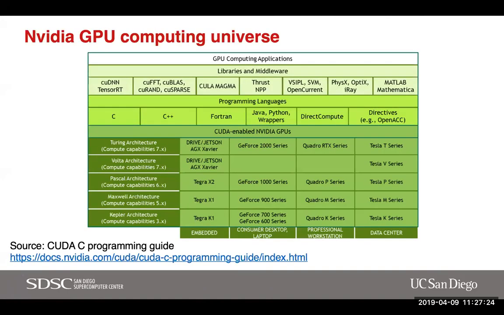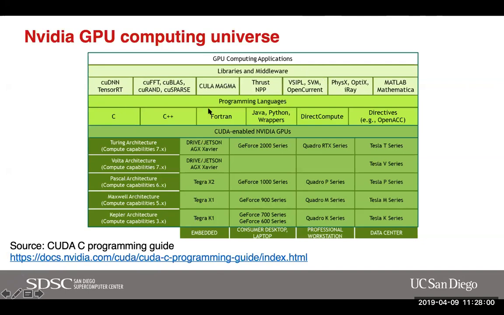Here's an overview of what I would call the NVIDIA GPU computing universe. This overview is just taken from the CUDA-C programming guide. So that's also a very good resource to look at. If you want to learn more about GPU programming, you can just read the programming guide that's online. So what NVIDIA provides is libraries like cuDNN for deep neural networks, cuFFT for fast Fourier transforms, cuBLAS, that's a CUDA BLAS implementation, and so on.